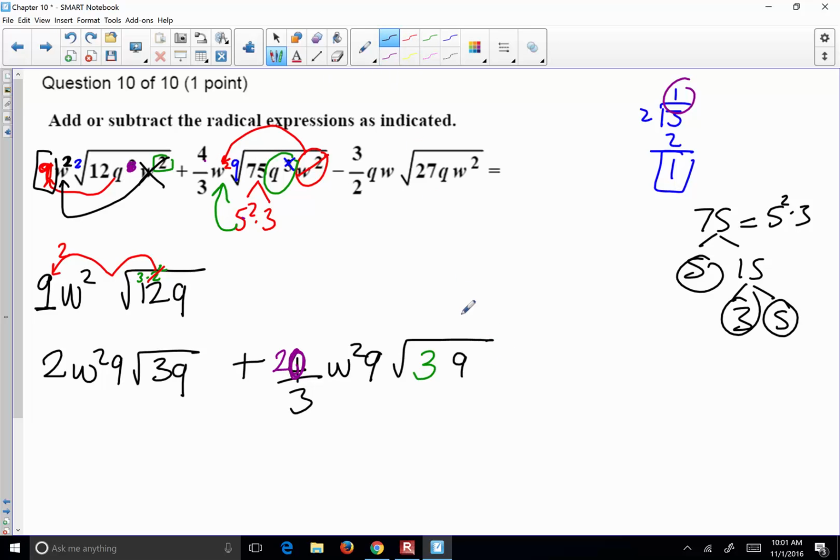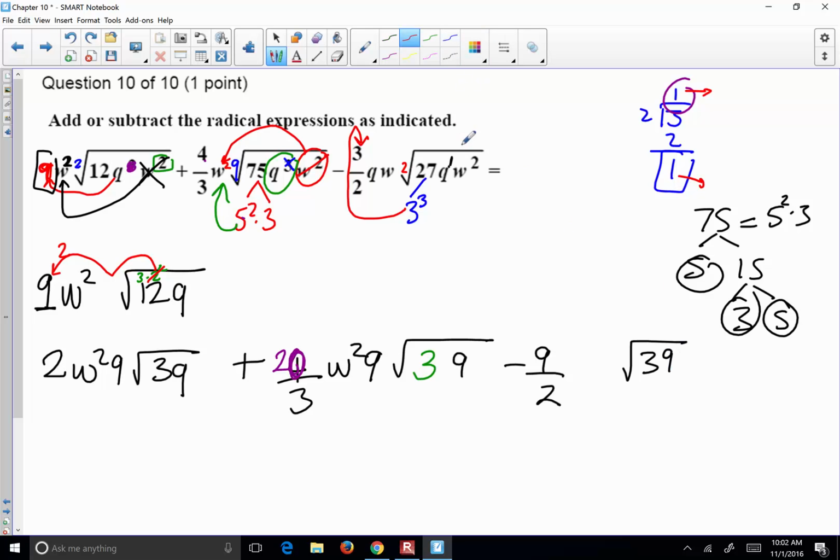Finally, the last one. 27 is 3 cubed. One of the 3's will go and join right this one, because cube has 3. There will be 1 left. Same deal here I did. There will be 1 left, 1 moving. 3 moved out and combined with this made 9 over 2. The other 3 will stay. q, it doesn't have money, stays.